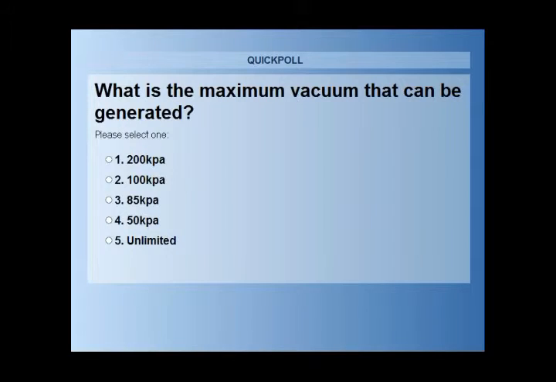Okay, the question is, what is the maximum vacuum that can be generated? Is it 200 kPa, 100 kPa, 85 kPa, 50 kPa, or unlimited? I assume everybody understands that. To put it in perspective, you all know the pressures that plumbing systems run at. So make your choice: 200, 100, 85, 50. And remember, the question is the maximum. Forget about a plumbing system. Anywhere you go in life, what is the maximum vacuum that can exist? Or is there no limit to that?